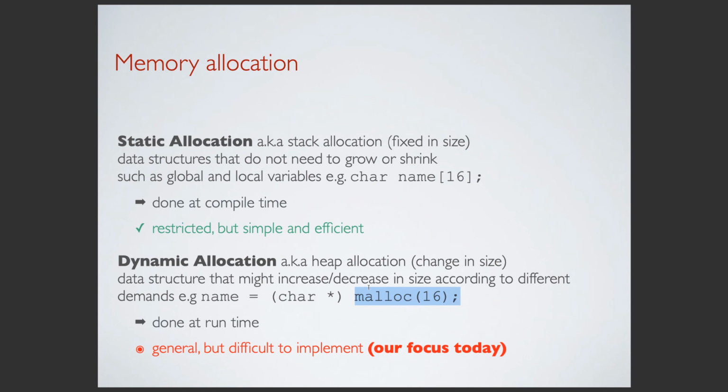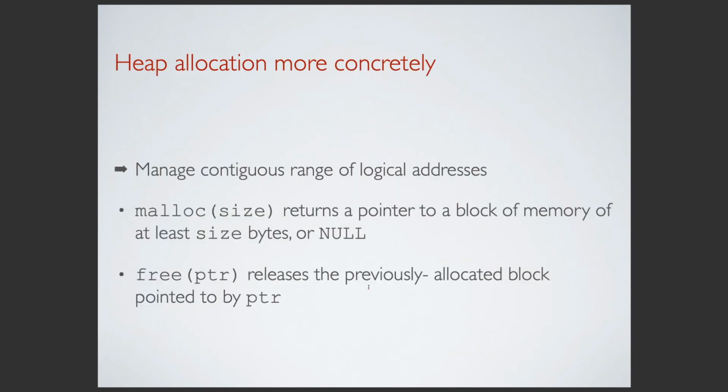But managing the heap is actually difficult, okay? And that's what we're going to talk about today, how to allocate and free memory on the heap. So what's the idea? The idea here is you want to manage a contiguous range of logical addresses, right? Because when you declare an array, for example, usually all of the elements of this array are next to each other. And even if you extend it, they're going to be next to each other in memory, right?